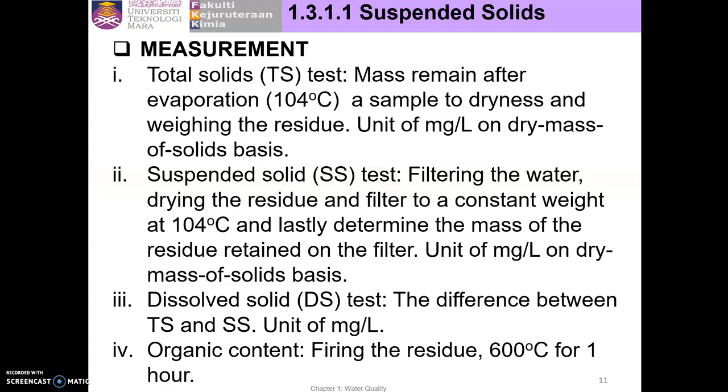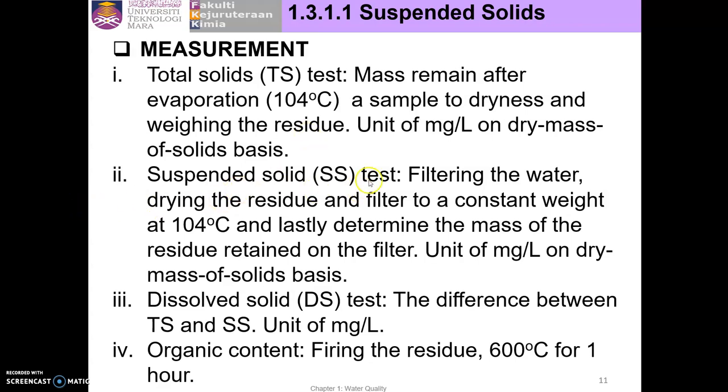Next is the measurement of suspended solid. So suspended solid can be measured through total solid test, suspended solid test, dissolved solid test, and also organic content. Okay, so total solid test is where the mass remains after evaporation, being dried and weighed. Okay, so kita timbang dulu residue, that is dry mass of solid basis.